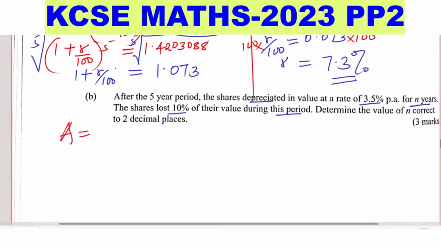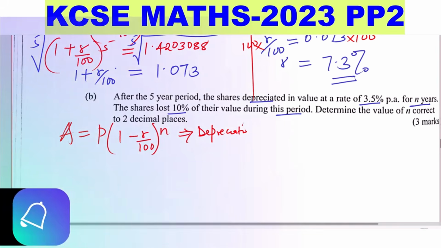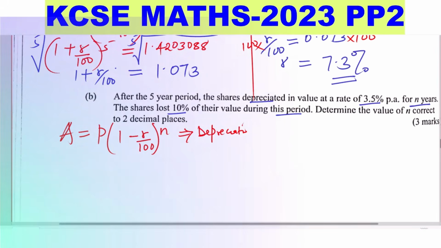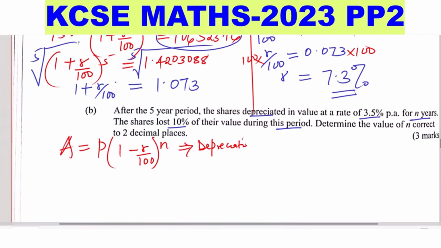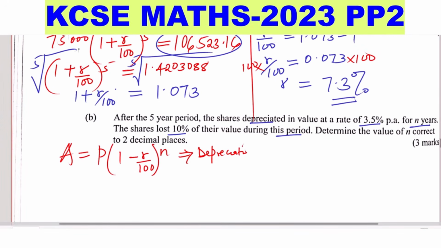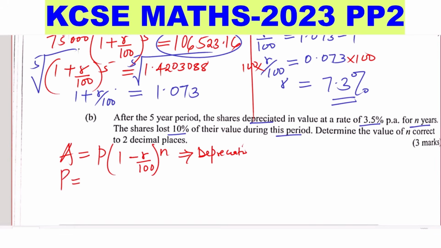And for depreciation, we use this formula. So amount is given by the principal amount invested, then 1 minus R over 100 raised to power n. That is the formula we're going to use for depreciation. So this depreciation rate is given as 3.5%. Then, of course, we know the principal amount after 5 years.